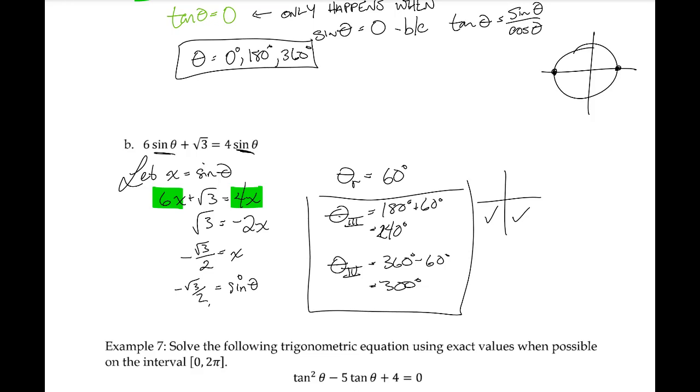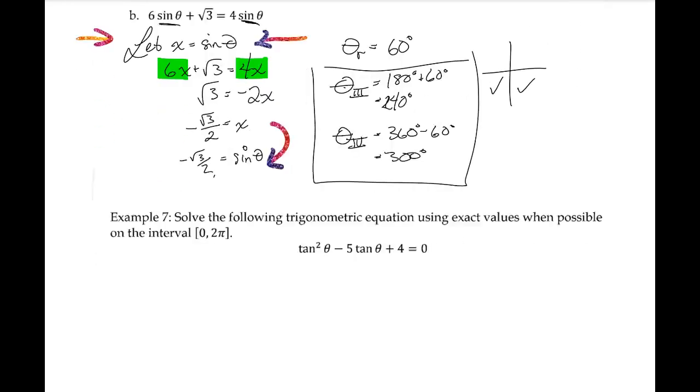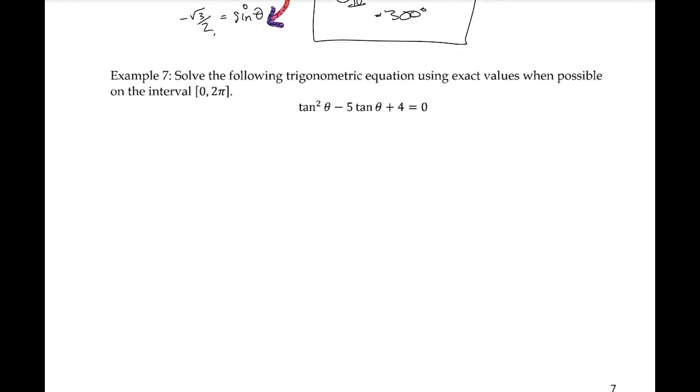And so that would be my final solution. But again, the key thing to remember is we have to write this statement. This statement is incredibly important, and we need to remember to sub back in. Those are two pieces that we need to remember if we're using this method of substituting x in for sine or any other trig function. So I'm going to stop here.